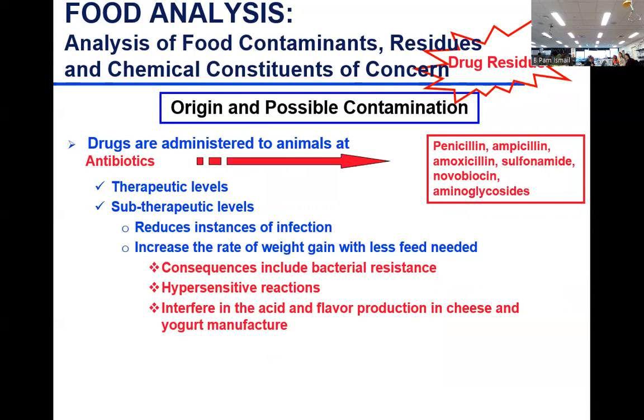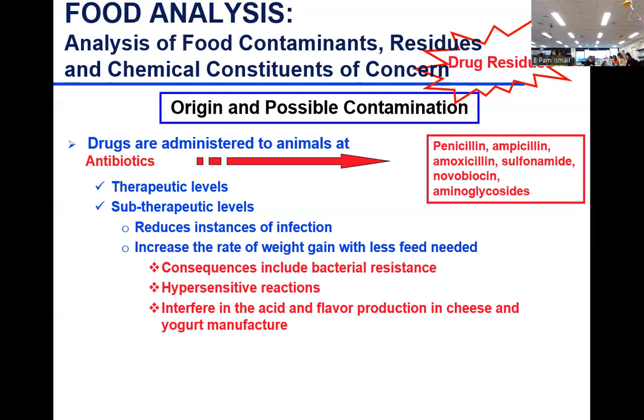However, if the animal is getting ready to be slaughtered in like a few days, they have to stop the sub-therapeutic levels so that there is 0 antibiotics in the food, in the meat or the milk. No tolerance level, could be 0. So remember that. Tolerance level is 0 for antibiotics. Why? Because some people have allergies to antibiotics.